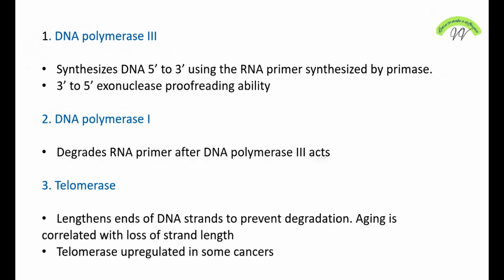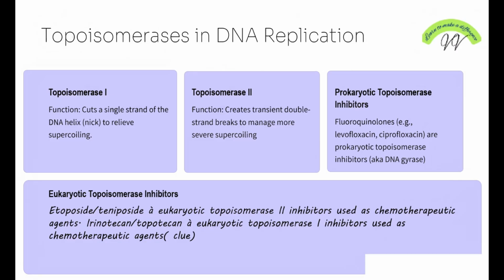Another thing, the DNA polymerase synthesizes DNA from 5' to 3' and also has exonuclease activity from 3' to 5'. But DNA polymerase 1 will degrade the RNA primer after DNA polymerase 3 is done. Then telomerase lengthens the ends of DNA strands to prevent degradation. Aging is usually associated with the loss of strand length. But in some cancers, telomerase activity is upregulated to prevent DNA degradation. Coming on to the other topic.